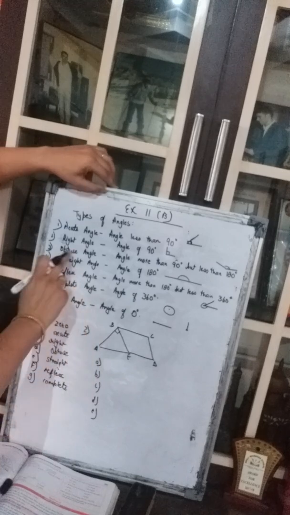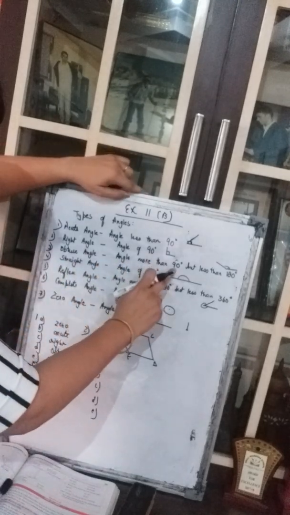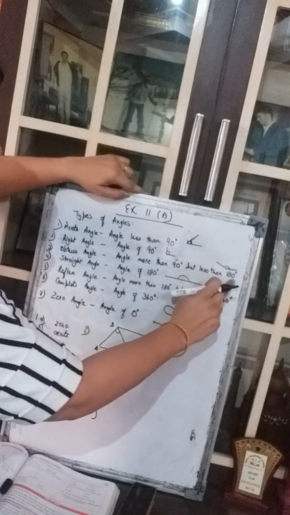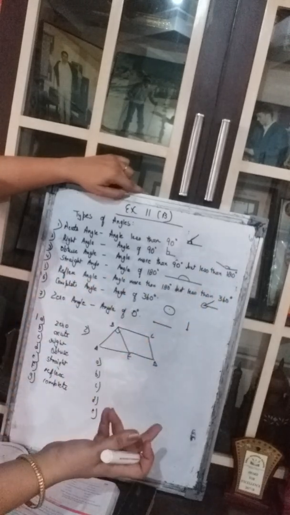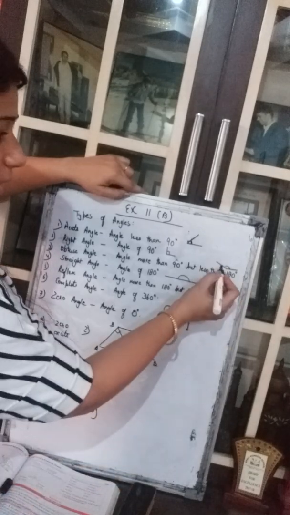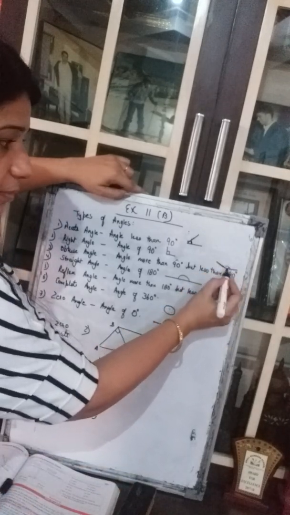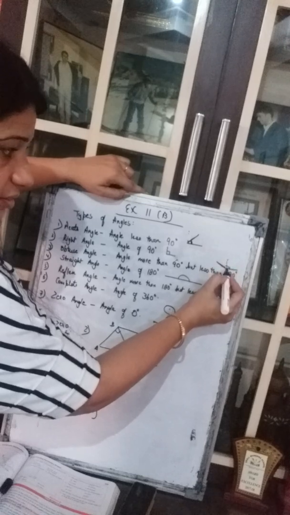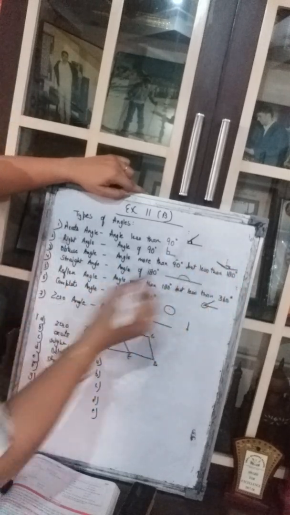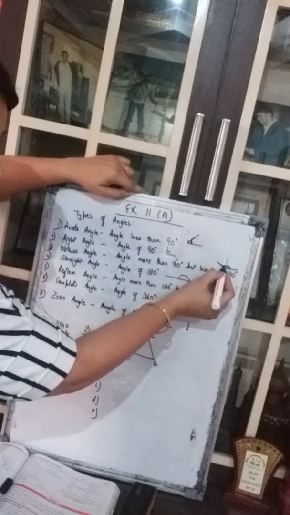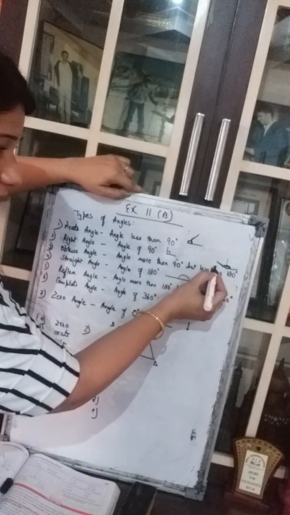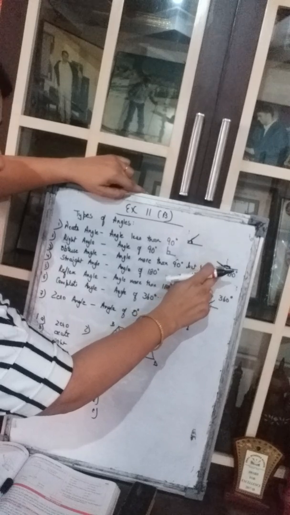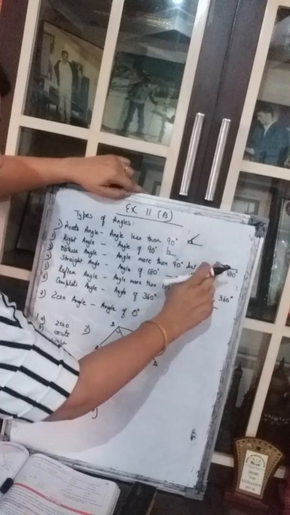Now, what is an obtuse angle? An obtuse angle is the angle which is more than 90 degrees but less than 180 degrees. That means it has not reached 180 degrees but it is more than 90 degrees. For example, this one. See, had it been 90 degrees, it would have come like this. But now this angle is more. So it is more than 90 degrees, but it has not come to a straight line, so it is less than 180 degrees. So this angle is an obtuse angle.